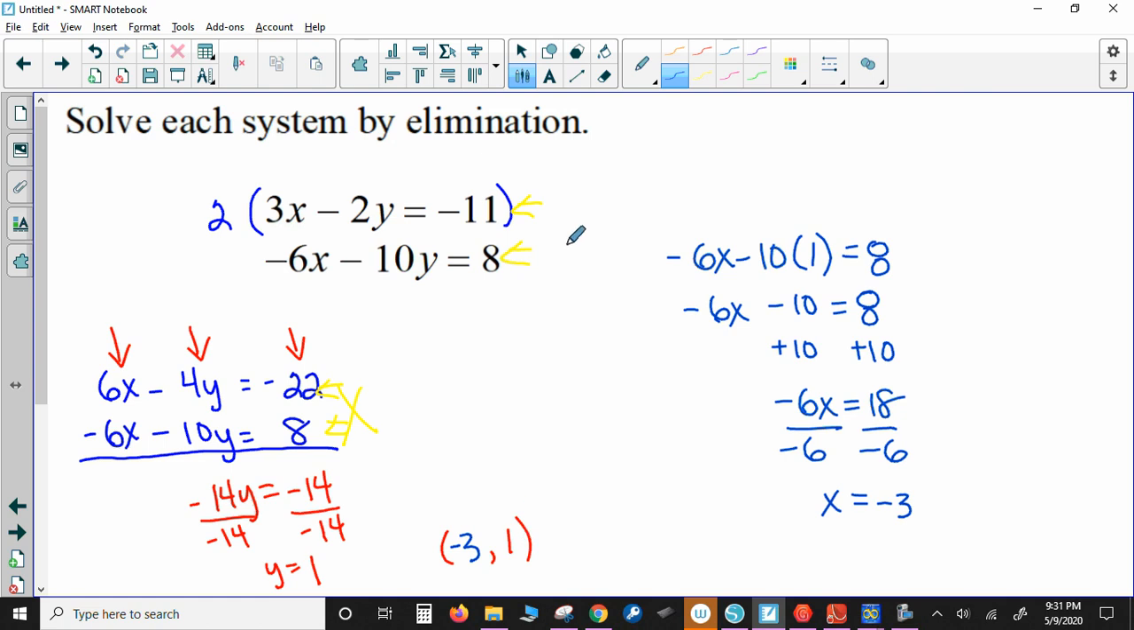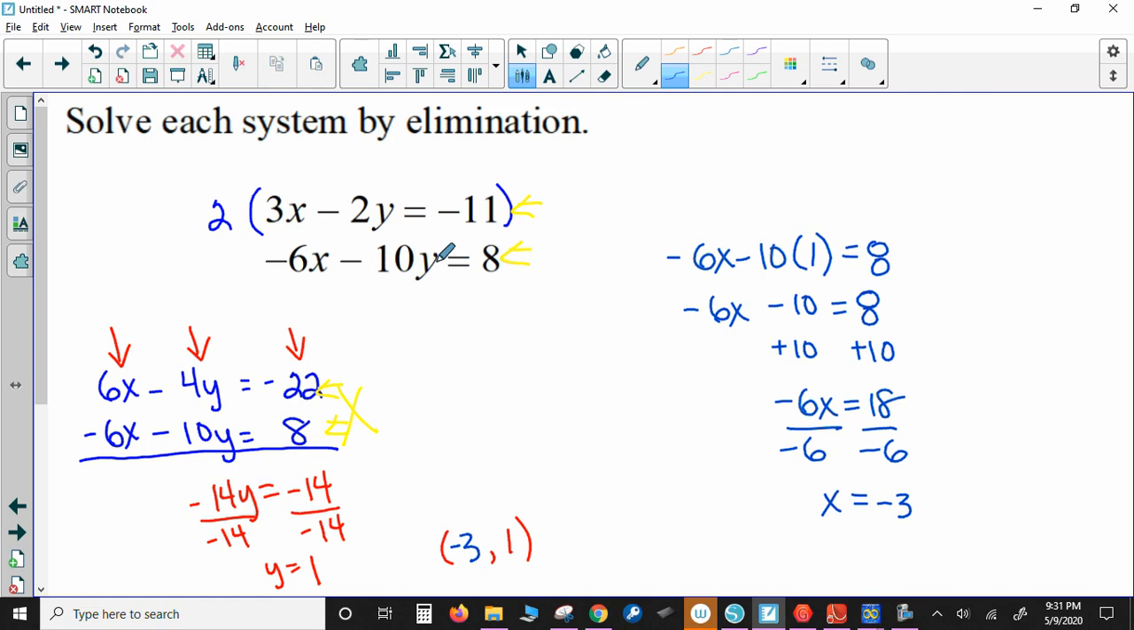Can I check this? Absolutely. 3 times negative 3 is negative 9. Minus 2 times 1 is negative 2. Negative 9 minus 2 is negative 11. That worked. Negative 6 times negative 3 is positive 18.